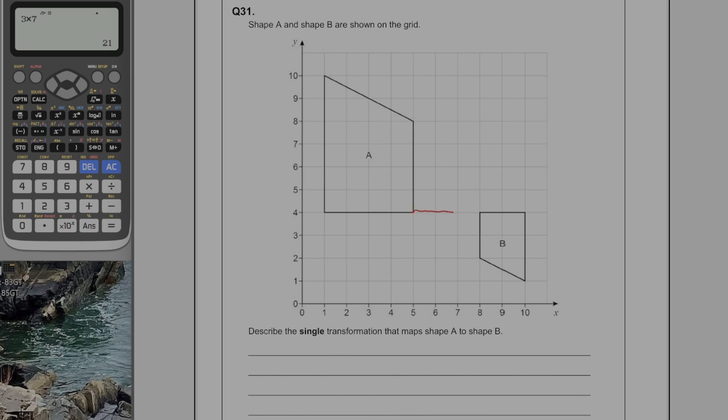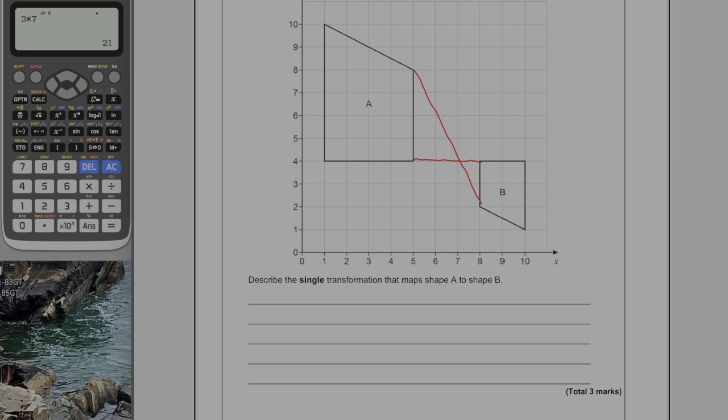Okay, so I'm going to just join a couple of like points. There we go. So that's really what I need. So this is an enlargement, a negative enlargement. So this is an enlargement, scale factor minus a half, about the point (7, 4).